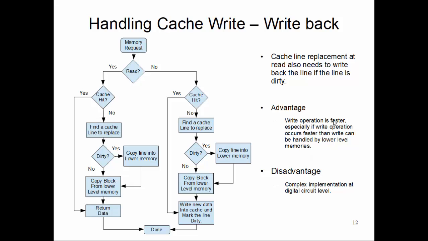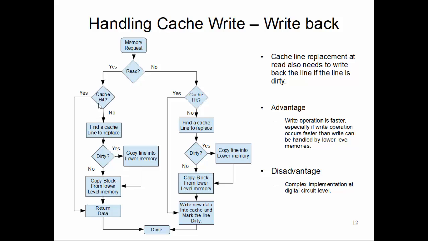Write operation is faster, especially if the write operation occurs faster than the write can be handled at the lower level of the memory. So here the write operation is faster. Why? Because if the block is present in the cache, we are simply writing and we're done, and we're marking the dirty bit as one, right? The disadvantage is that it's a complex implementation at the digital circuit level.